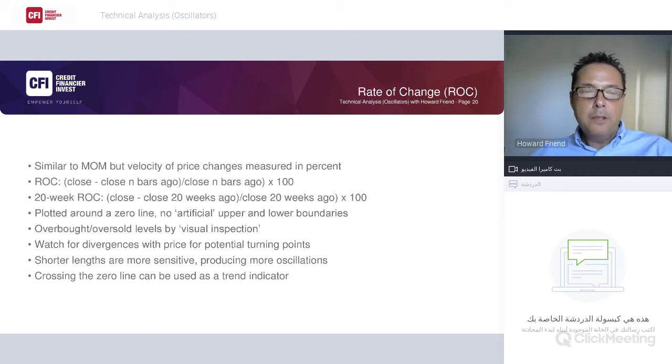So we're looking for divergence between the price and the rate of change to give us a potential trend reversal signal. As with all other indicators, the shorter lengths are more sensitive. So a 5-day rate of change will be much more sensitive than, say, a 30-day rate of change, and will produce many more oscillations and will move much quicker, and the amplitudes will be much wider too. Again, as with momentum, the crossing of the neutral level, the zero line, can also be used as a trend indicator.